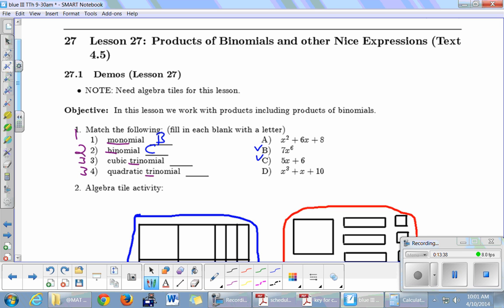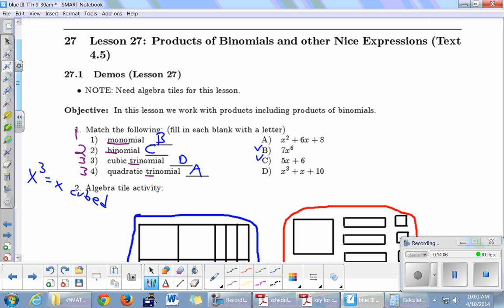Well, what does cubic remind you of? What number does cubic remind you of? It's 3, right? So like x cubed looks like that. So I'll just write equals x cubed. So the thing with an x cubed is the cubic trinomial. So which one is that? D. So this one here is D. And then I guess by process of elimination, the last one must be A.